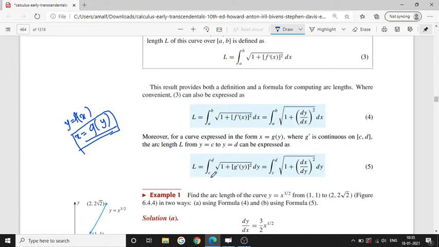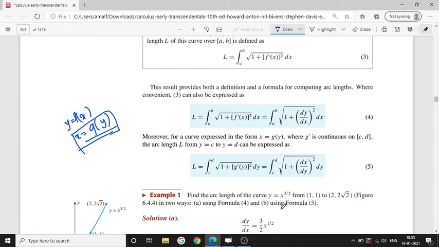So in that case L will be integral c to d root of 1 plus g dash of y whole square dy, where c and d represent the limits of y. So that is integral c to d root of 1 plus dx by dy whole square dy. So that depends on the curve you have. You have to decide whether to take dy by dx or dx by dy, so identify that from the curve.